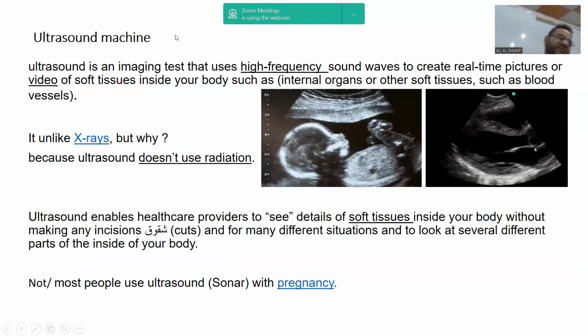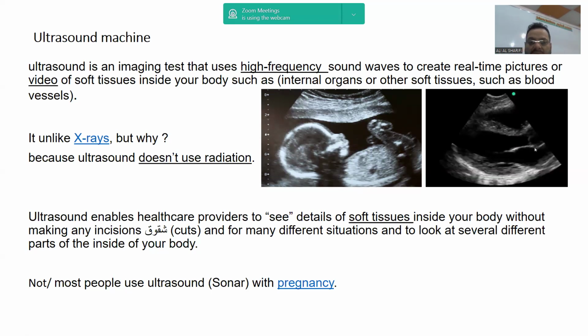Here now, let's go deeply into our topic. What is the ultrasound machine? Now we have simple information about the sound waves, how the sound wave can move from the source to your ear. Now let's talk about the ultrasound machine. Let's say between two brackets, the sonar. Ultrasound is an imaging test that uses high frequency waves to create real-time pictures or video.